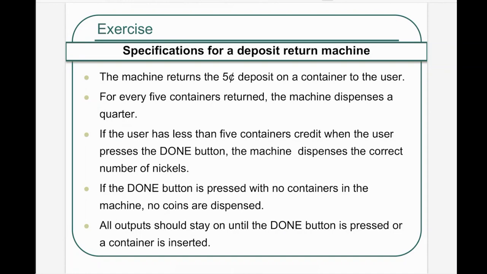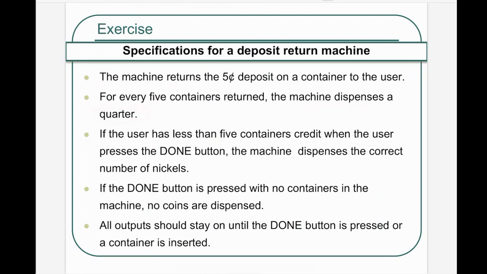It is a machine that is going to return a 5 cent deposit on a container to the user, right? So there's a machine accepting containers from a user, and every time it gets a container, it is going to give you 5 cents back. For every 5 containers that a user returns, the machine is going to dispense a quarter.